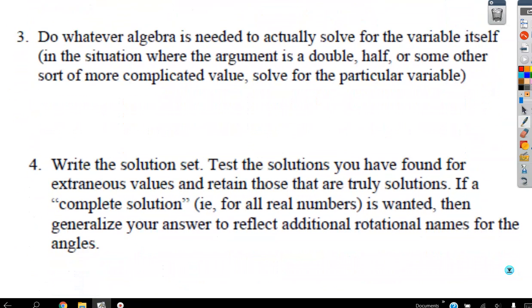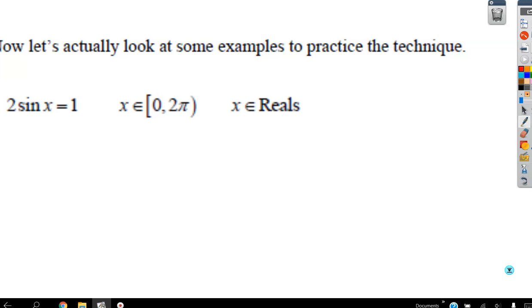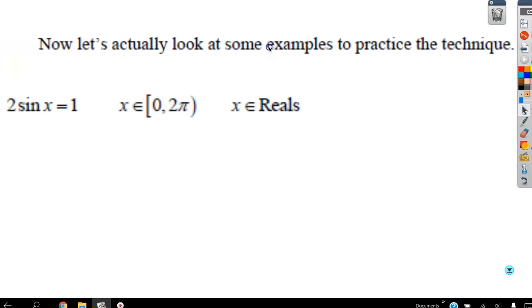And then, like we said, do any algebra that's needed to continue, like if you have a double or half angle, and then write the solution set and test the solutions, because sometimes they are extraneous. We'll also talk about generalizing our solution. So again, I introduced this first, but you will see it in practice, but these are some main ideas. If you want to come back to these later in the video, you could always rewind and look at those. So let's look at some actual examples and practice it.